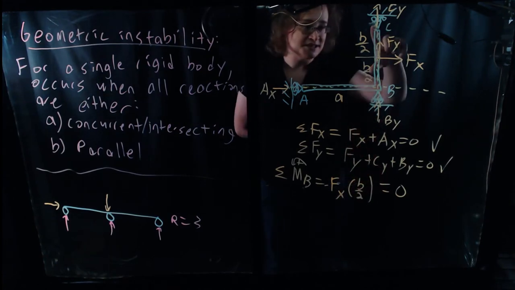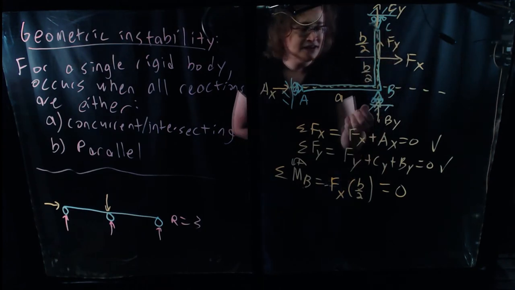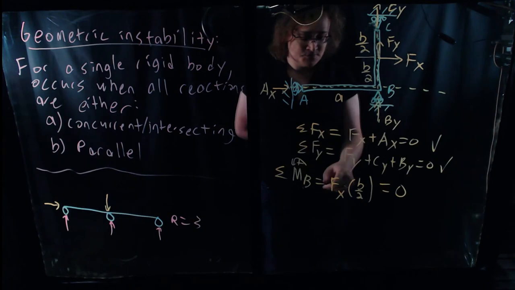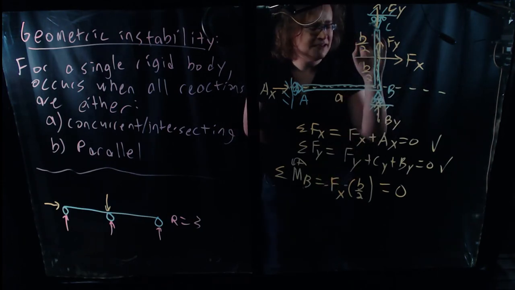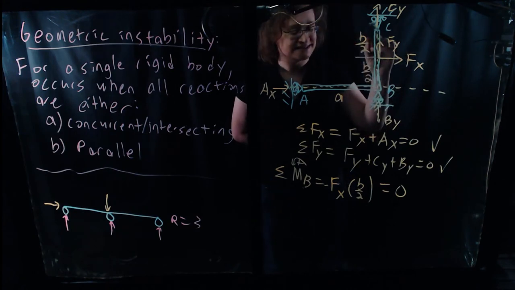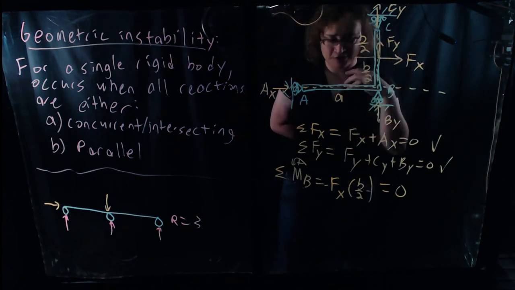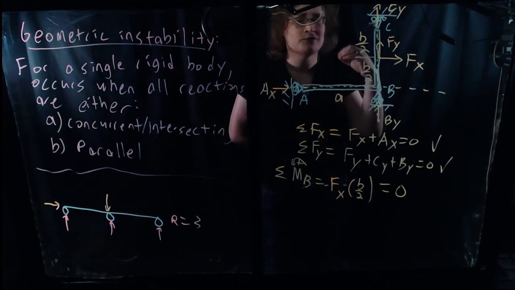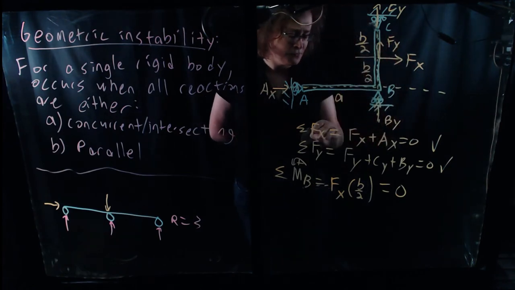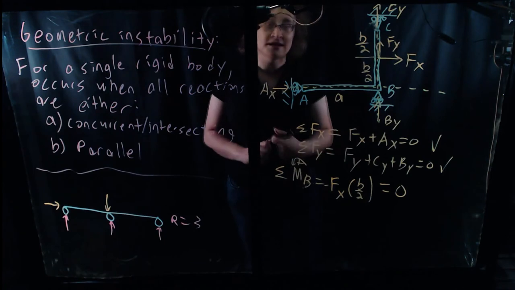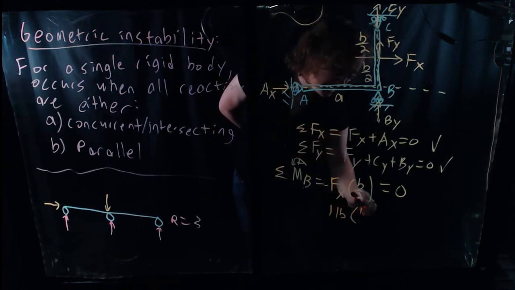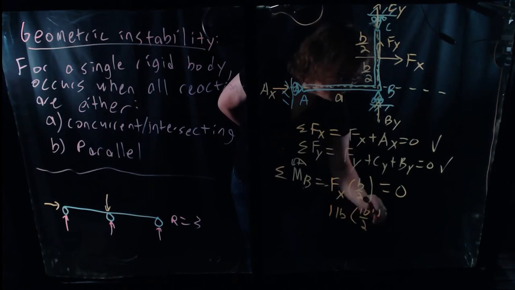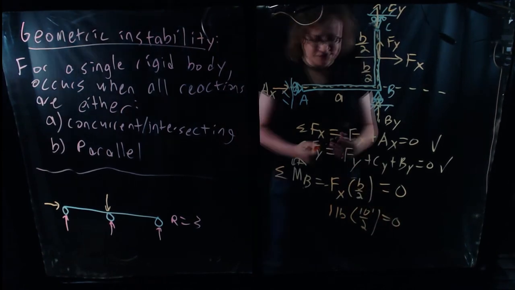If b is equal to 0, then I don't really have the geometry that I claim to have, so it's kind of a trivial case. And if Fx is 0, it doesn't really exist. If both Fx and b are non-zero, or in other words, are representative of what I'm actually trying to represent in this diagram, then this structure will be unstable. Even if I have just a 1 pound load times, I don't know, 10 foot or something over two, well, that equation clearly has no solution.